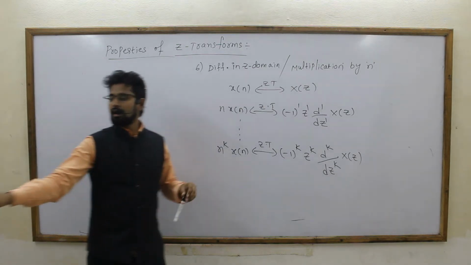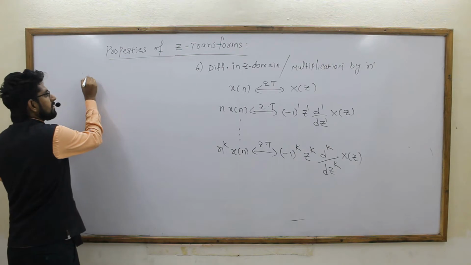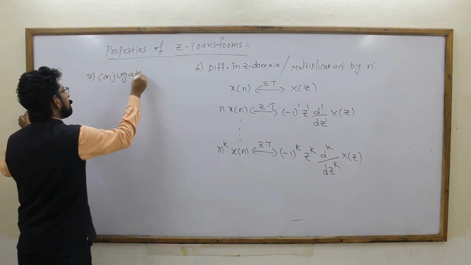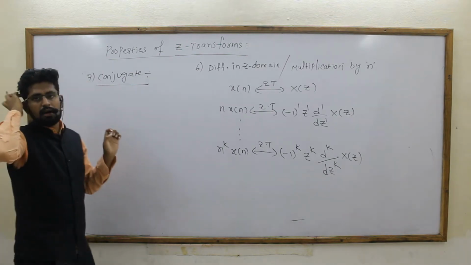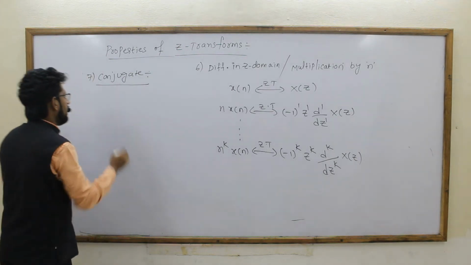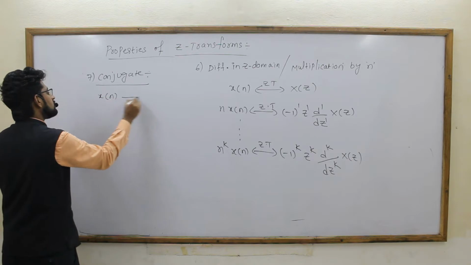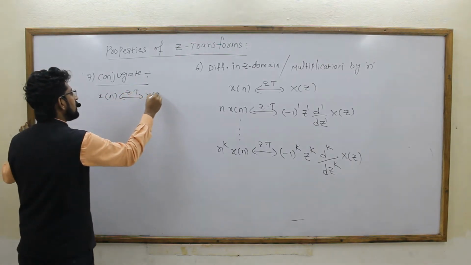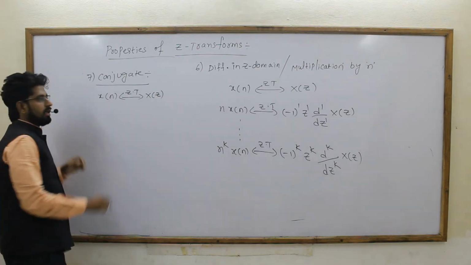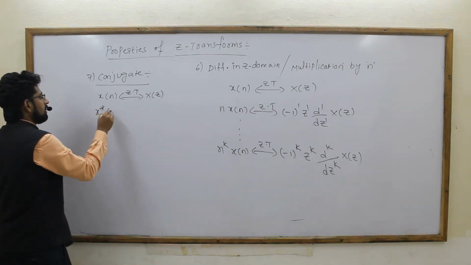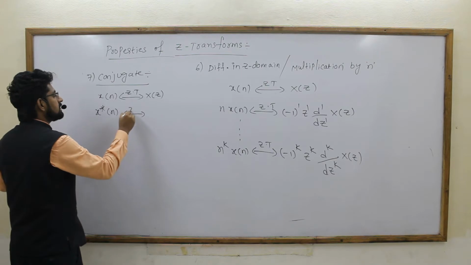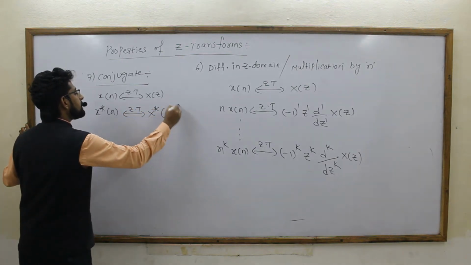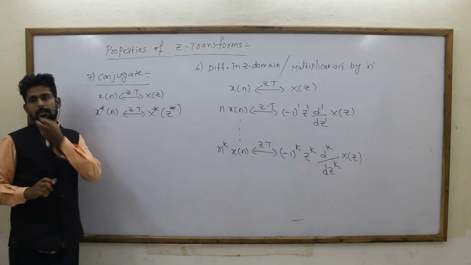Right, and next one, conjugate property. Seventh one we have conjugate property. The conjugate property is nothing but x of n whose z transform is X of z. x star of n has the z transform X star of z star. This is the conjugate property.